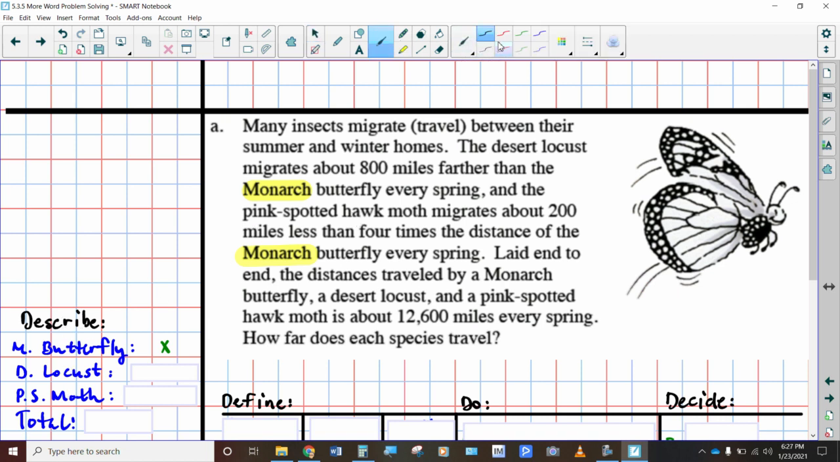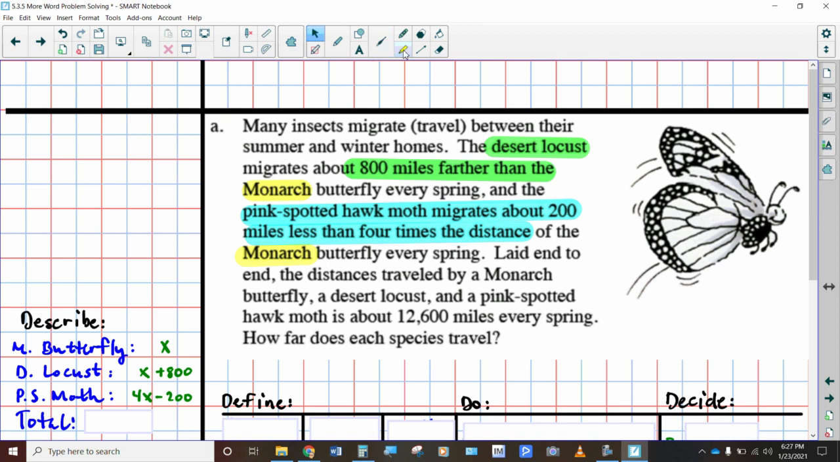Okay, so what is the relationship between the desert locust, pink-spotted hawk moth, and the monarch butterfly? Well, let's read through this a little bit more clearly here. It says the desert locust migrates 800 miles farther than the monarch butterfly. So whatever this is, this has to be 800 more, so we'll define that as x plus 800. And then we've got the pink-spotted hawk moth migrates 200 miles less than 4 times the distance. So when you multiply that times 4, and then 200 miles less means you would take away 200. That is 4x minus 200.